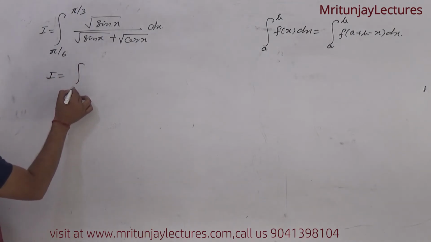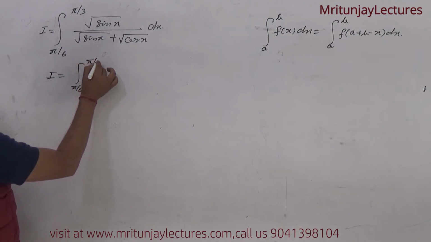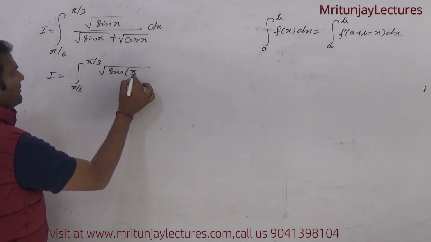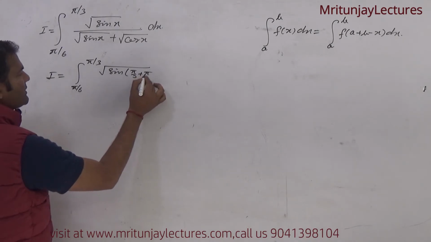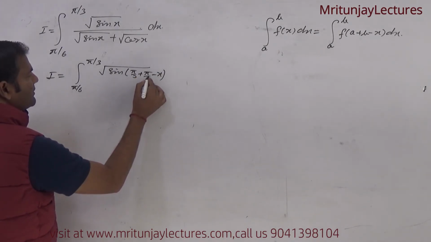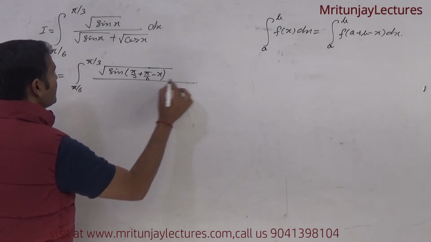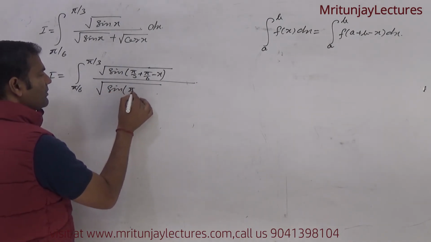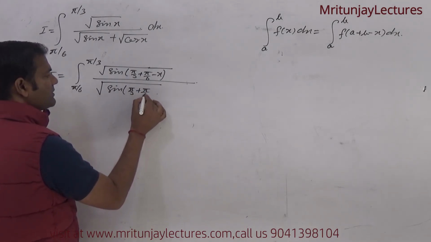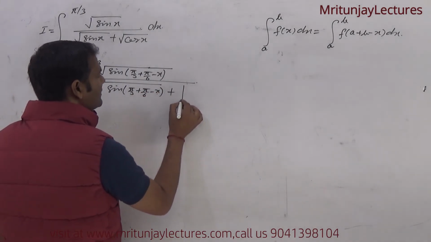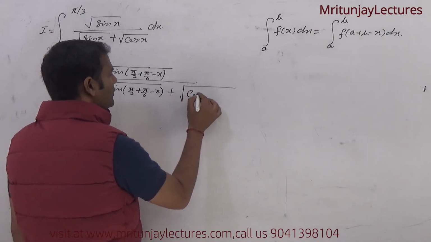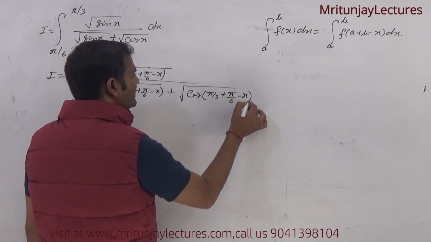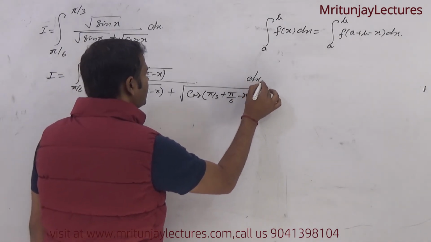Now apply property number 4. Sin(pi/3 + pi/6) divided by sin(pi/3 + pi/6 - x) plus cos(pi/3 + pi/6 - x) dx.